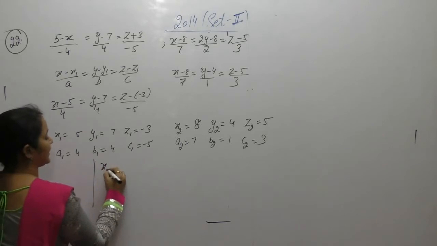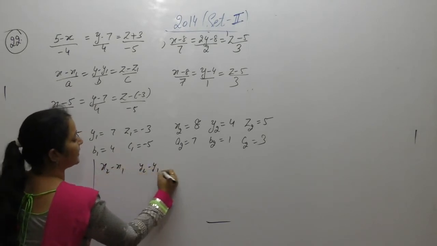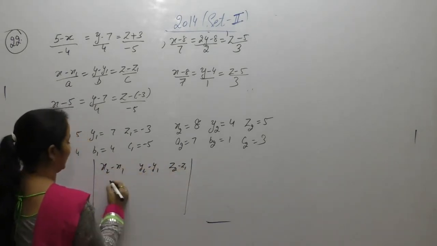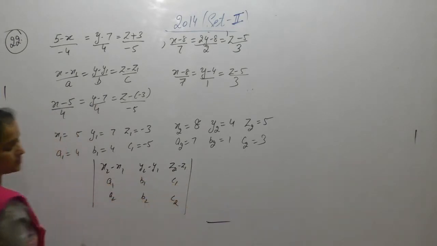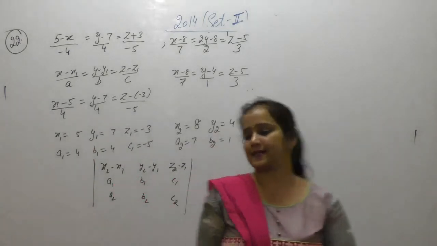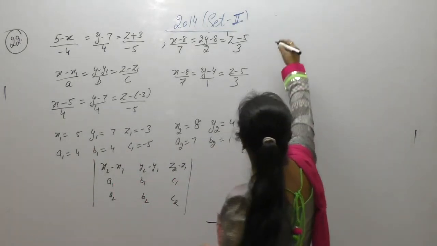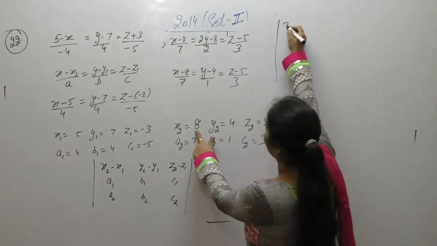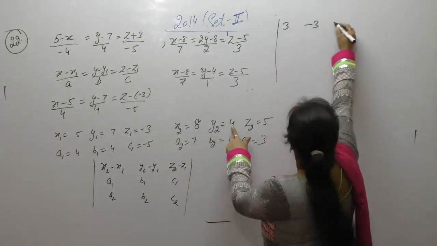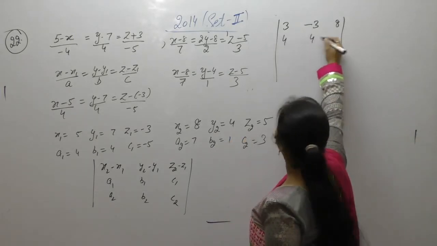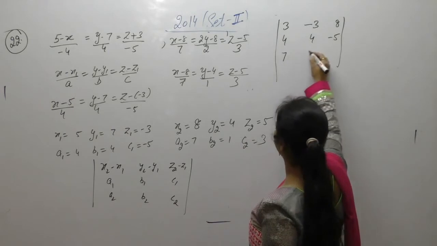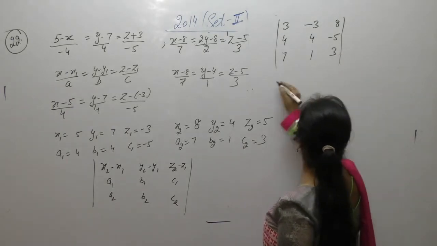Now the determinant with rows x2 minus x1, y2 minus y1, z2 minus z1; a1, b1, c1; a2, b2, c2. Now we have to find the value of this. If this is equal to 0, then these lines are coplanar. So x2 minus x1 is 8 minus 5, y2 minus y1 is 4 minus 7, z2 minus z1 is 5 plus 3; 4, 4, 5; 7, 1, 3. Now solve this.